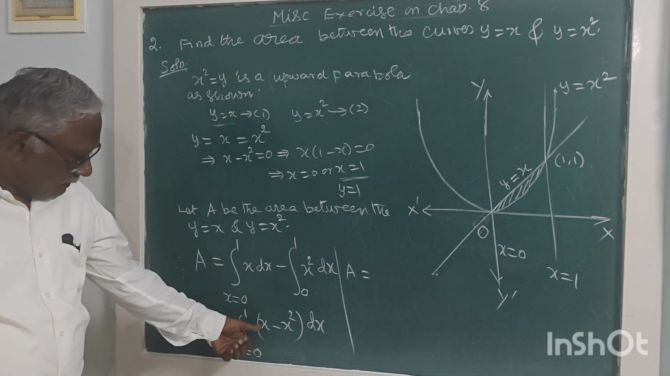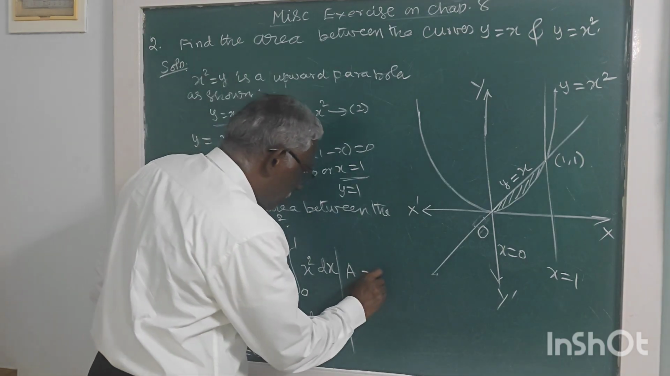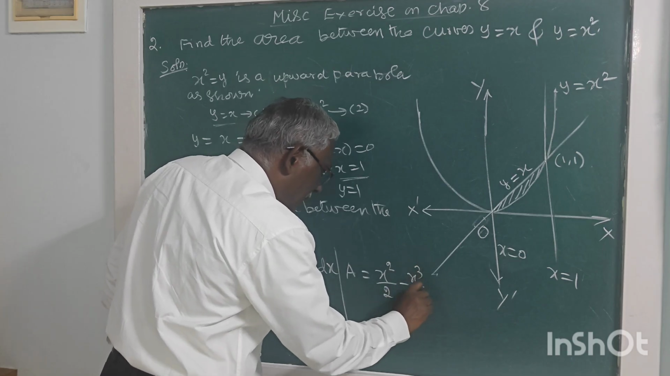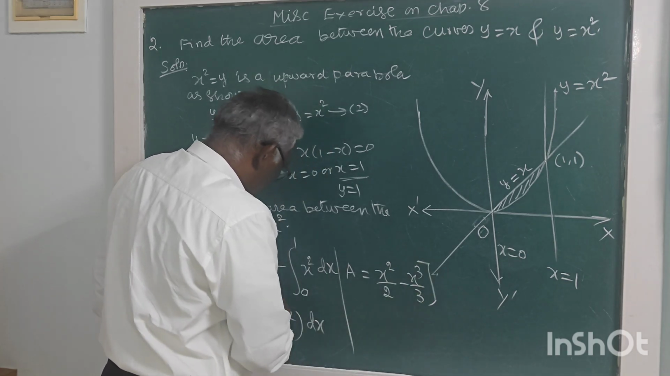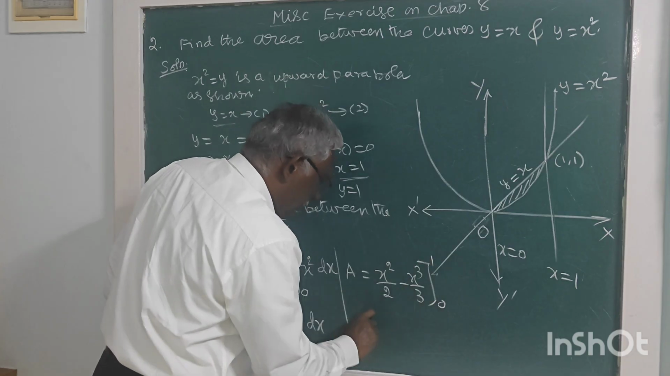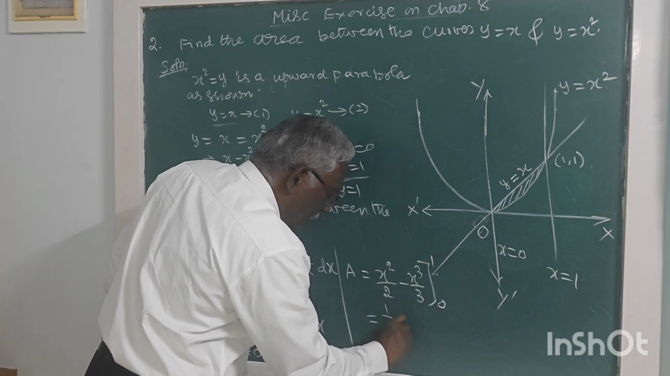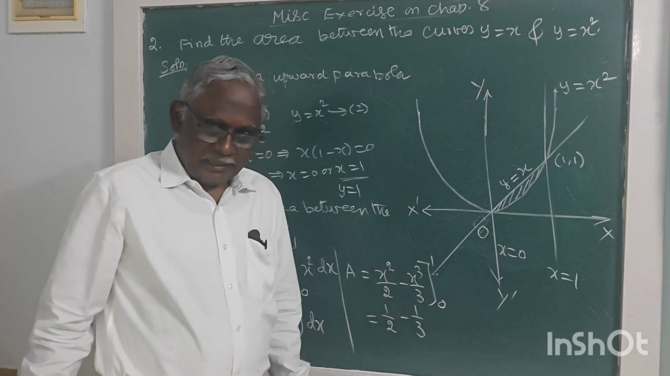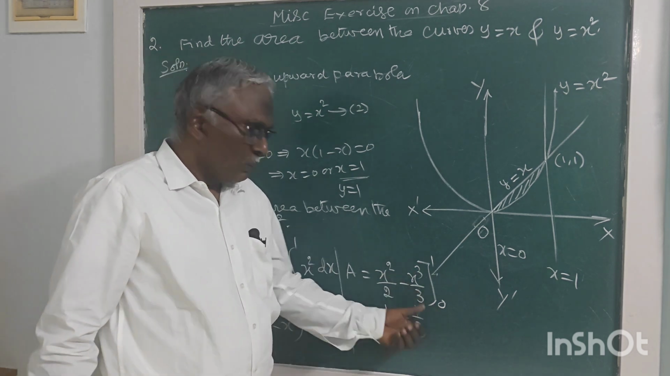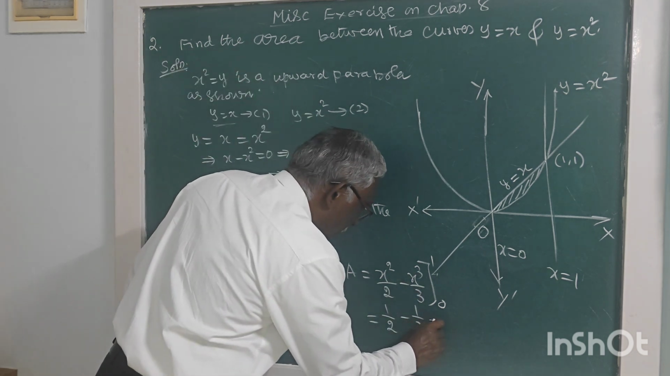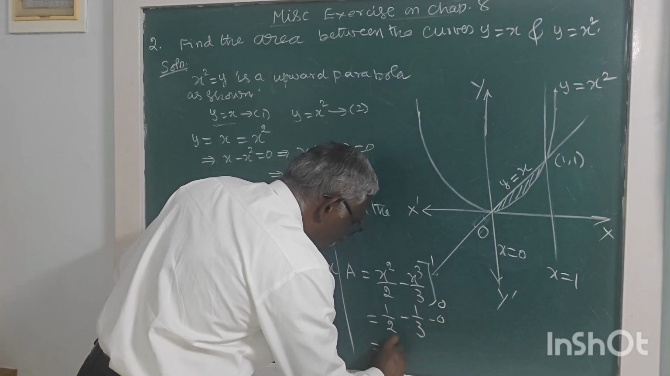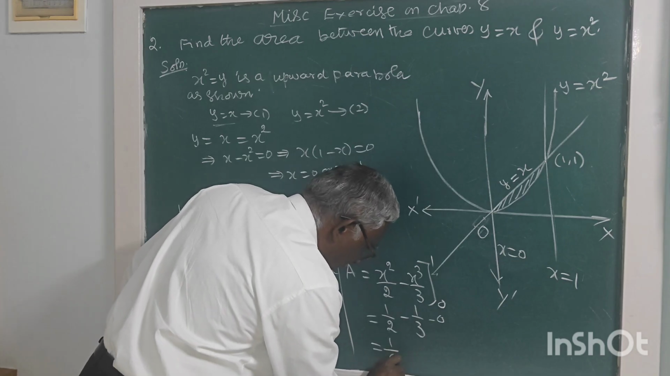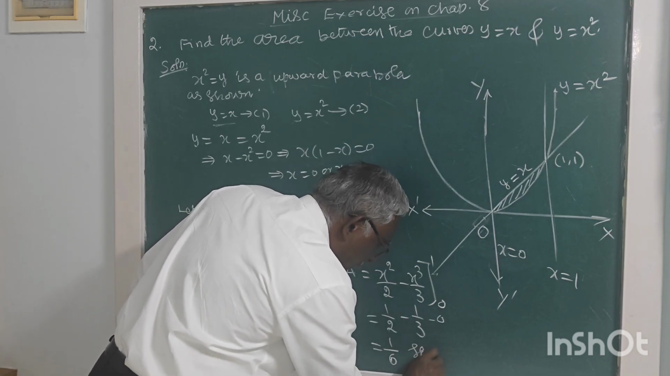On integrating we will get x square by 2 minus x cube by 3, limit 0 to 1. So 1 by 2 minus 1 by 3. You are substituting the upper limit for x, and if you substitute the lower limit 0, only 0 comes. So minus 0 is equal to 1 by 6 square units.